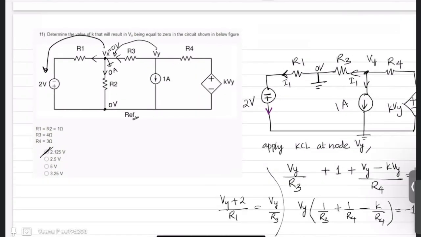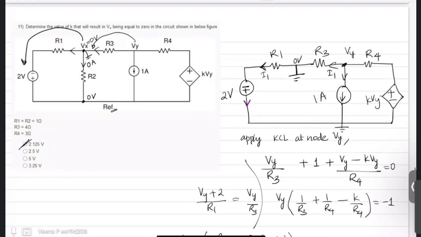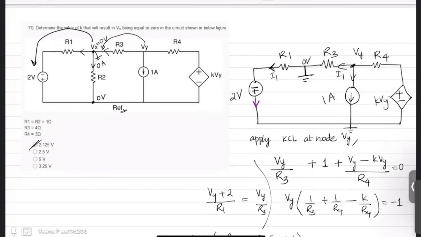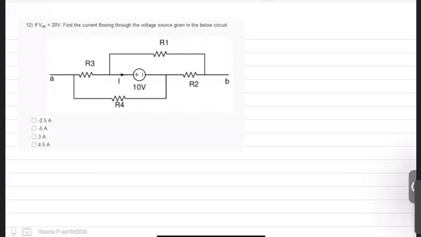So if you are asked a question, find the value of something provided the other thing is 0, directly apply that to be 0 and solve. Hope it is understood. If there is any doubt, please ask. We'll move on to the next problem. Please go through the same.